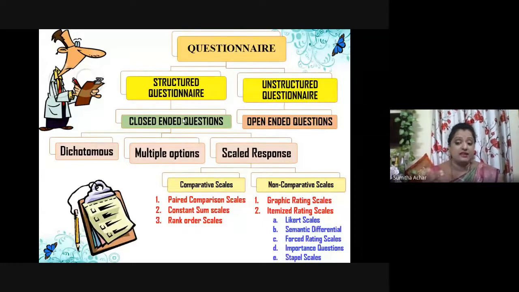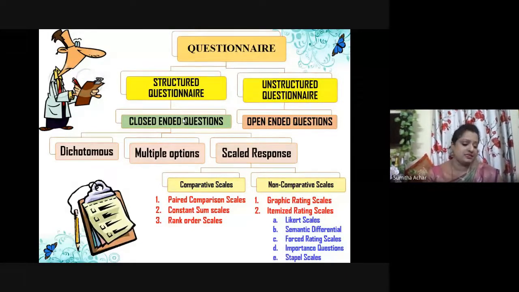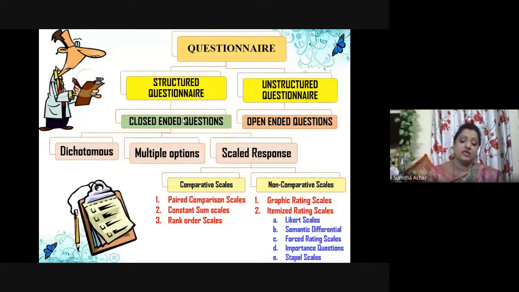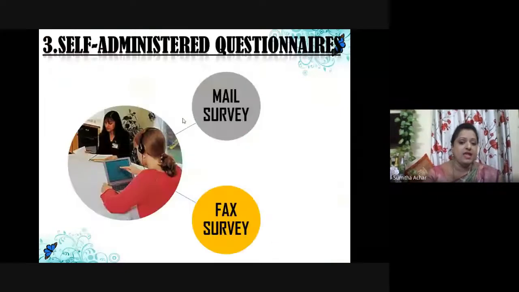Itemized rating scales, I'm sure this has also been discussed. You have Likert scales, semantic differential scale, fixed-item scales, and the Staple scales. Now, all these scales are actually ordinal, but people tend to take them as interval scales, because they're standardized scales. So these are all one holistic idea about what a questionnaire is and how researchers can use a questionnaire as a tool for collecting the data.